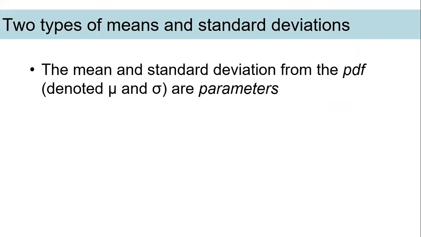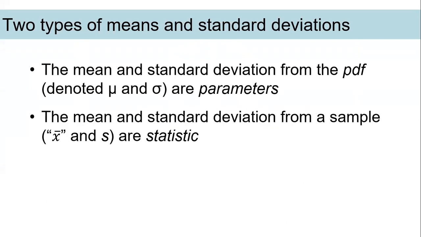There are two types of means and standard deviations. The mean and standard deviation from the probability distribution function, denoted by mu and sigma respectively, are what we call parameters. The mean and standard deviation from a sample, denoted by x bar and small letter s, are what we call statistics.